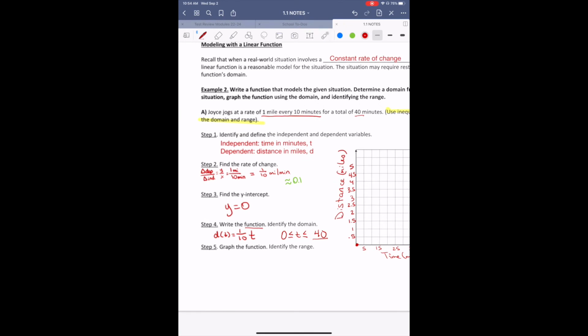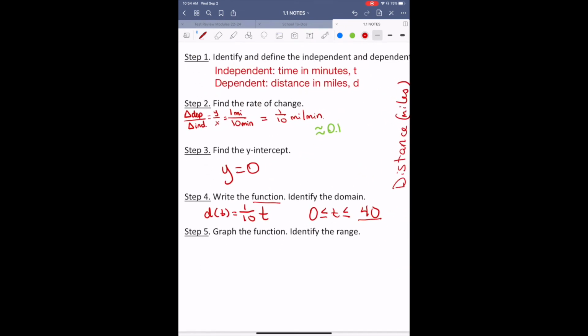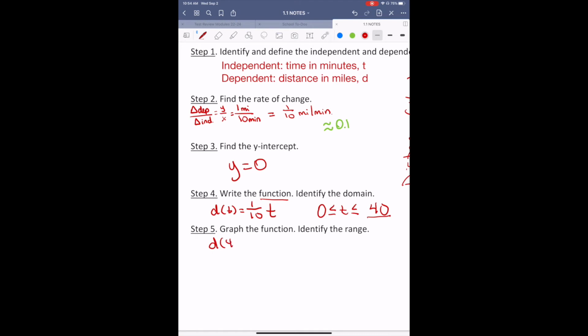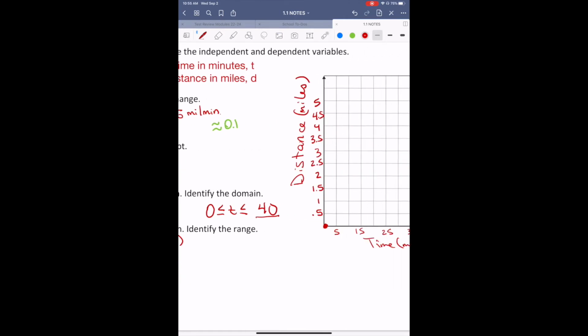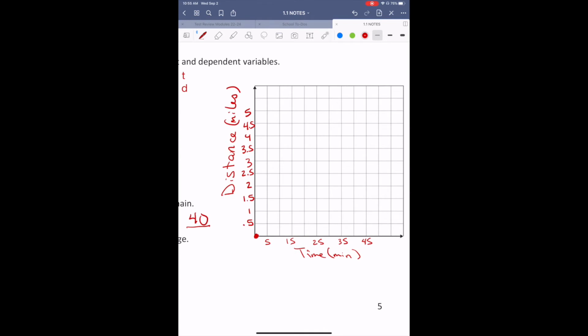Okay. Now let's figure out how much she runs in those 40 minutes. We're going to substitute 40 for time. 1/10 of 40 is 4. So in 40 minutes, she runs 4 miles. And we can actually write this as a coordinate point, (40, 4). Go over to our table, 40 minutes, right? This is the mark, our 40-minute mark. And 4 miles is this segment here. So we can see we need a point at (40, 4). Connect our points. Draw as straight a line as you can. And there is our function.